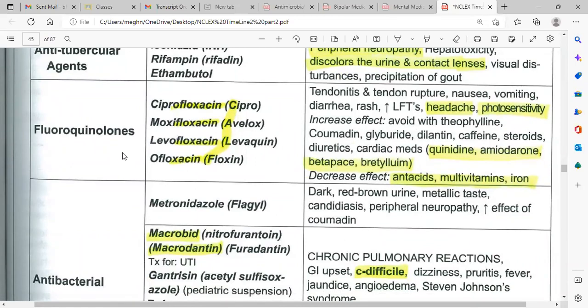Fluoroquinolones, basically examples are ciprofloxacin, moxifloxacin, levofloxacin, and ofloxacin, right? Out of all, the most common is ciprofloxacin.